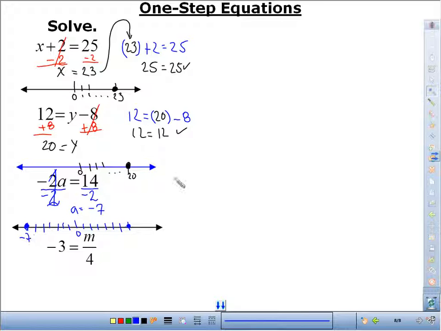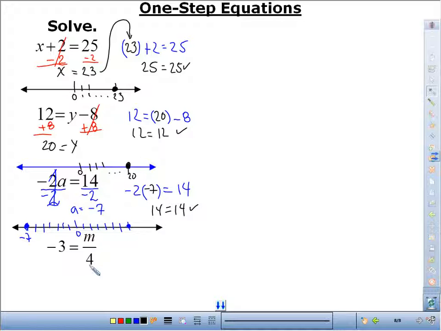All right. So let's check our answer. We rewrite this. Negative 2, open parentheses, equals 14. And instead of the letter a, we're going to substitute what value? Negative 7. So are these the same sign? Yes, negative and negative. So what is 2 times 7? 14. Is 14 equal to 14? Yes. Okay, do the next one.